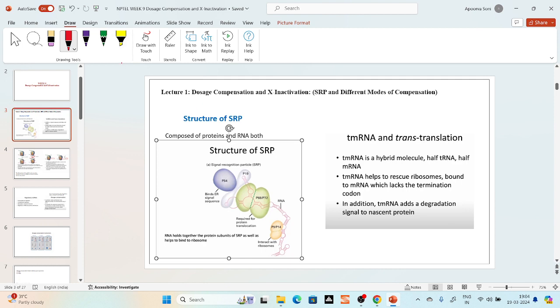So this is in continuation with what we were studying earlier. Now, an important thing to study before coming to X chromosome inactivation and dosage compensation is tmRNA.